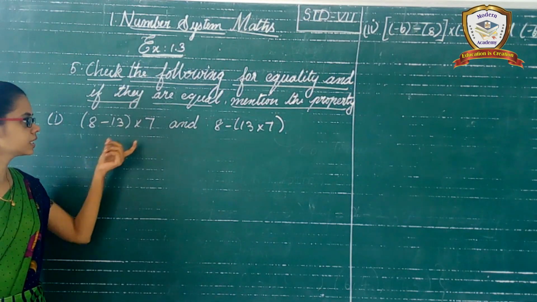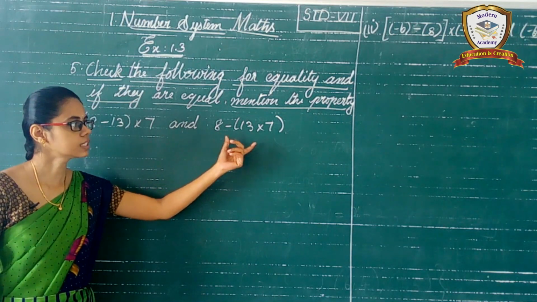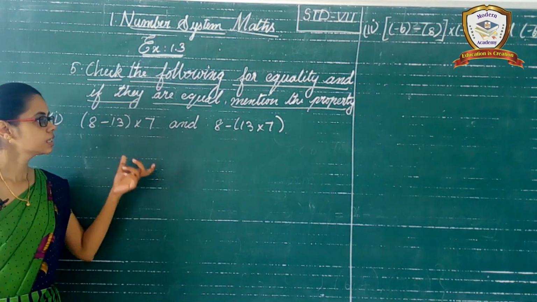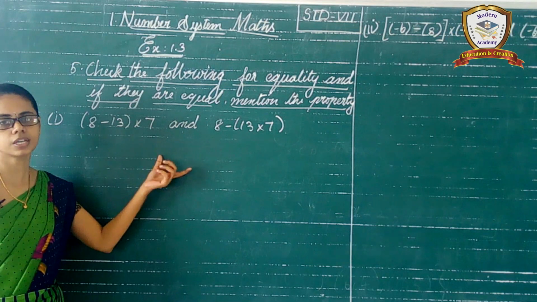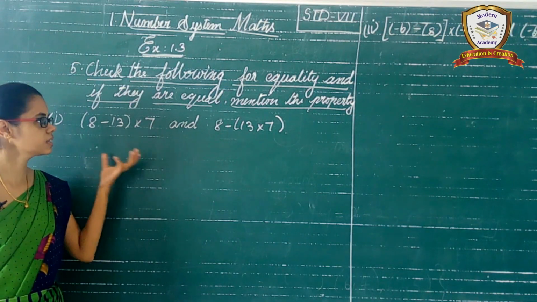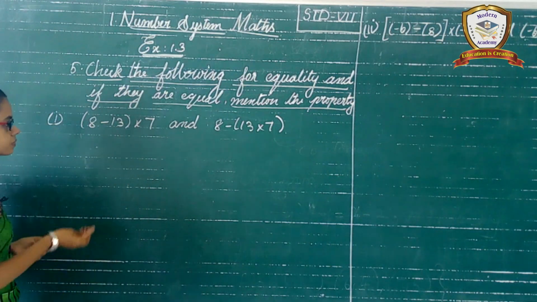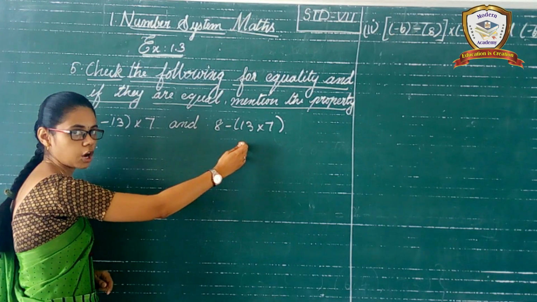8 minus 13 into 7 and 8 minus of 13 into 7. Now we have to find the property name. If they are equal, we have to mention the property name. So whether it is equal or not, we have to check it. Now I can take this one as the LHS and this we have to take as the RHS.